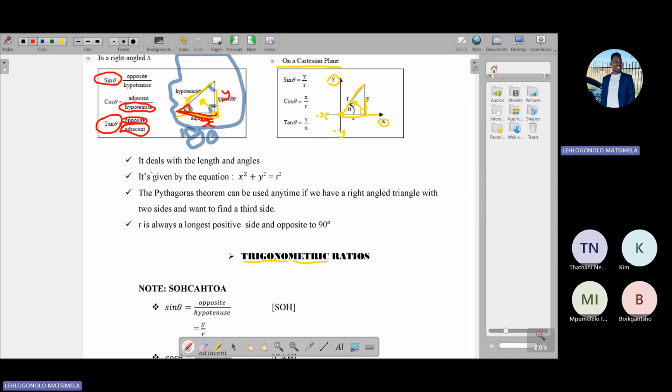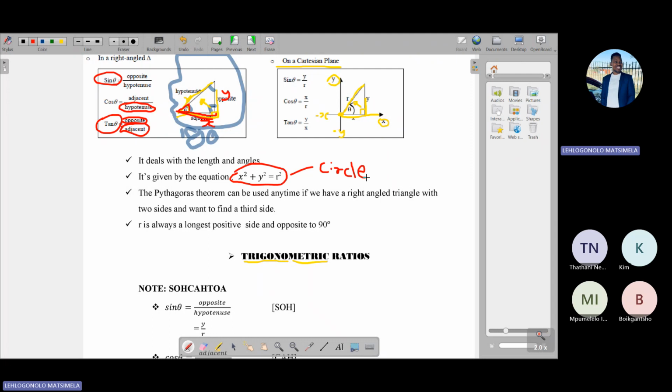Now, going further, we said that it deals with the lengths and the angles. The lengths we're talking about are X, Y, and R, and they are related by an equation. This is the theorem of Pythagoras, if you remember. It says that R squared is equal to X squared plus Y squared. And if you check very well, this is the equation of a circle, and the circle is drawn to a scale on a set of axes.